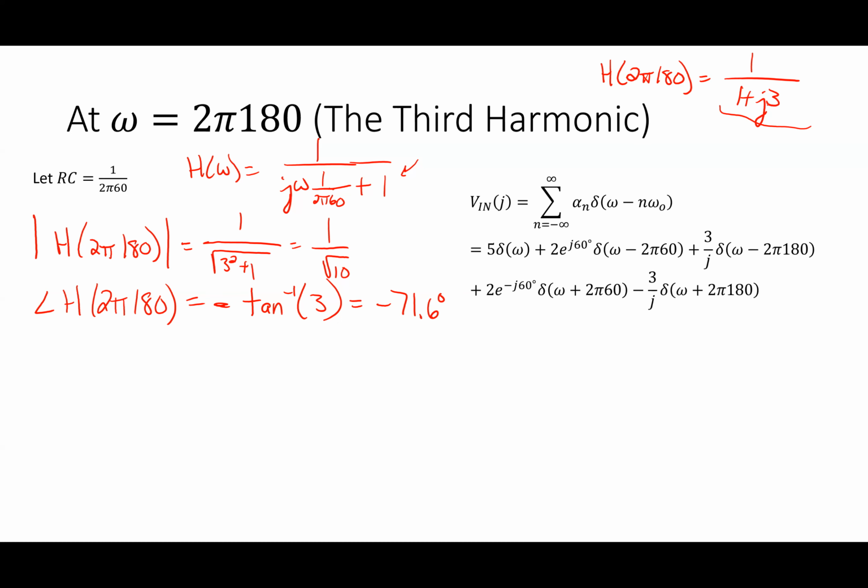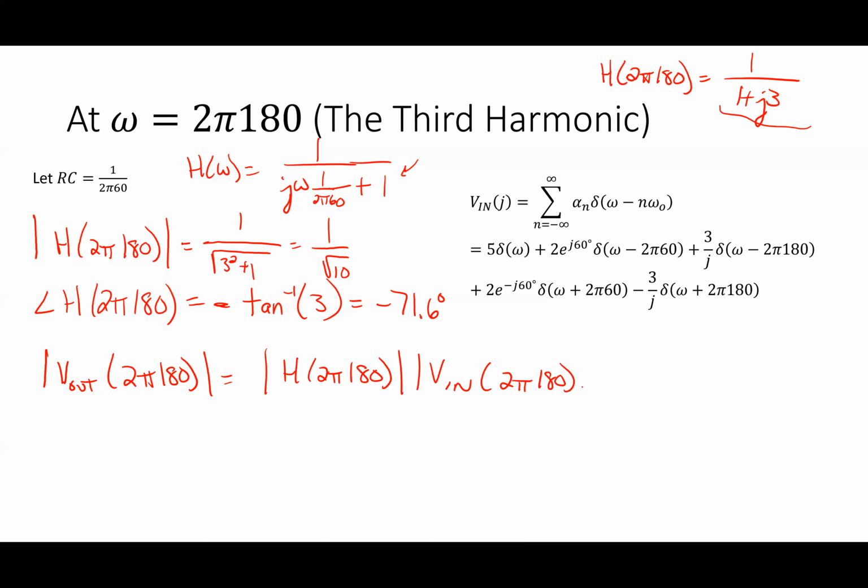So then I've got the magnitude and I've got the angle. So I can say the magnitude of V out at 2 pi 180 is equal to the magnitude of H of 2 pi 180 times the magnitude of Vn at 2 pi 180. According to what I've got here, what's the magnitude of Vn at 2 pi 180? That's going to be 3. Yep. So this is going to be 1 over square root of 10 times 3. If I do the math on that, this works out to be 0.949, like that.